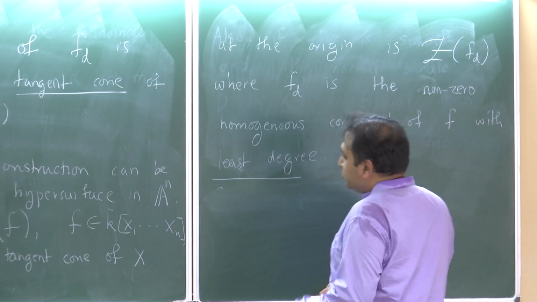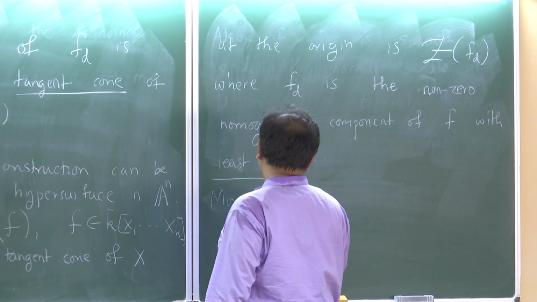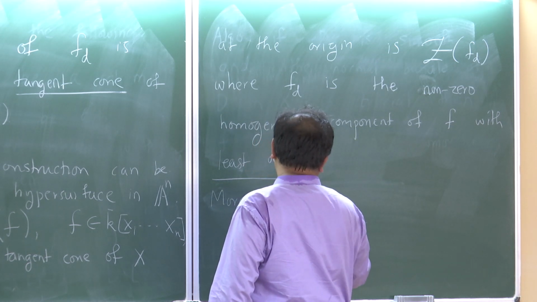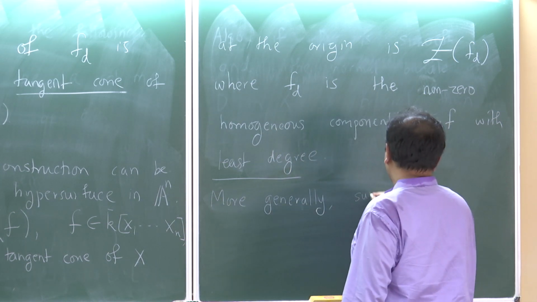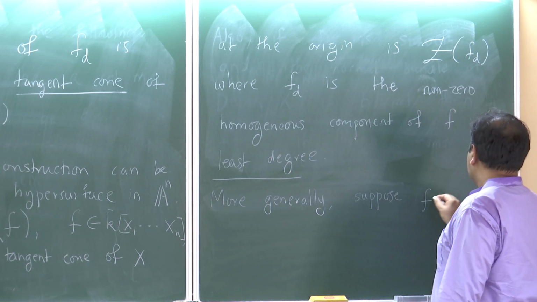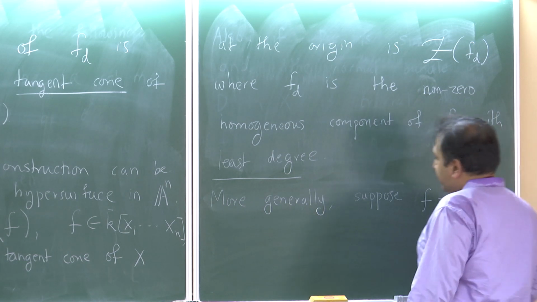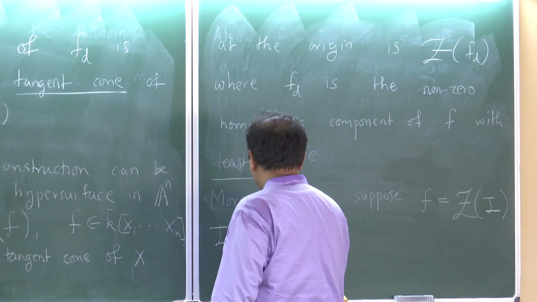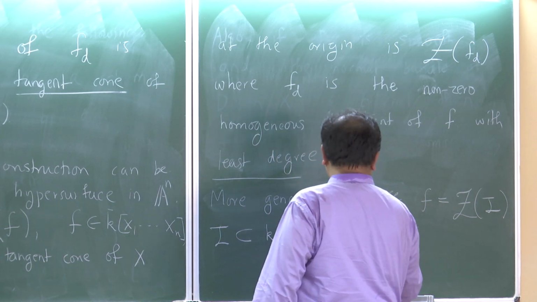So what can we do more generally? More generally, suppose x is equal to the zero locus of I, where I is an ideal in k of x1 up to xn.